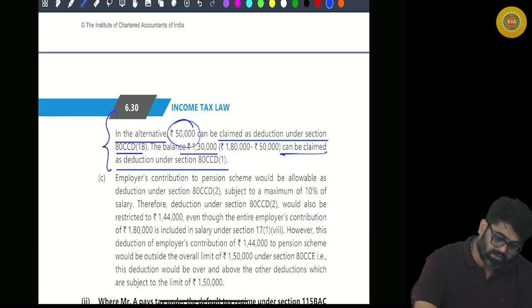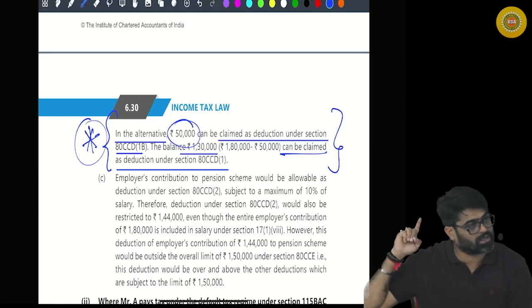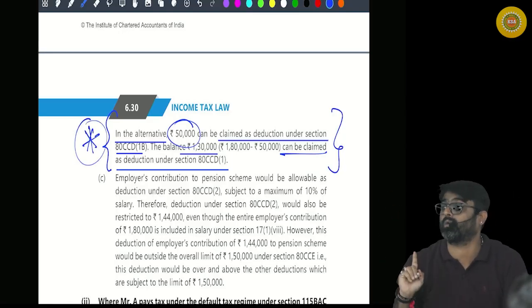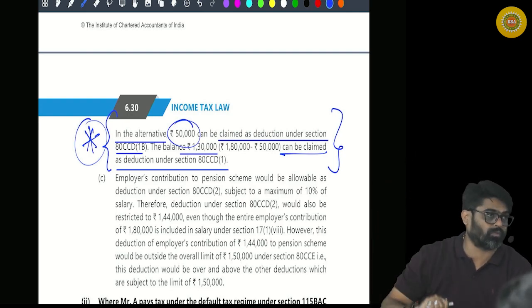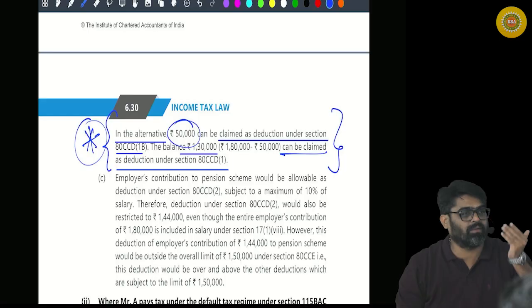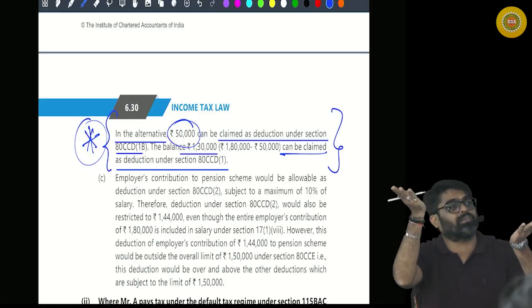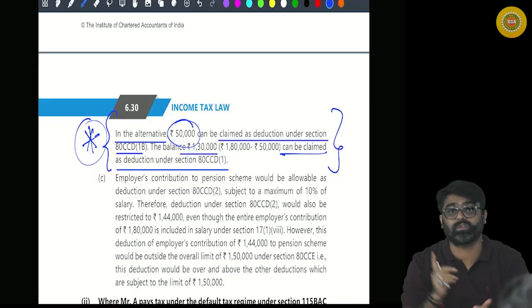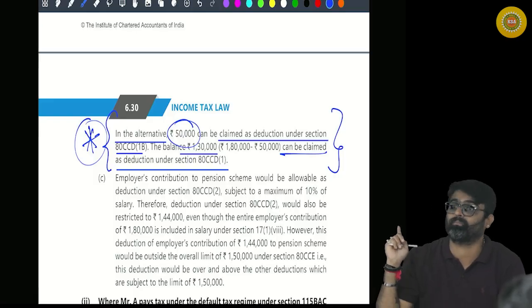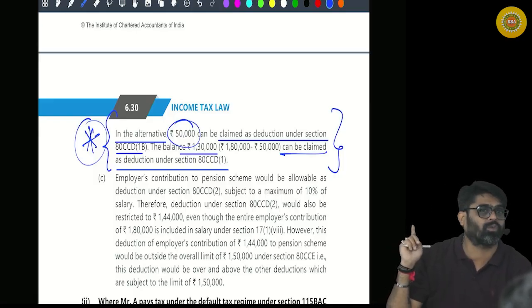We have given this treatment and always give this treatment. This is the correct treatment which we have given. Yes or no? In this situation only you are going to get maximum amount of deduction. And if you first claim CCD1 and then the balance in CCD1B, the amount of deduction will be less, which I have already proved in my example earlier. Getting my point?